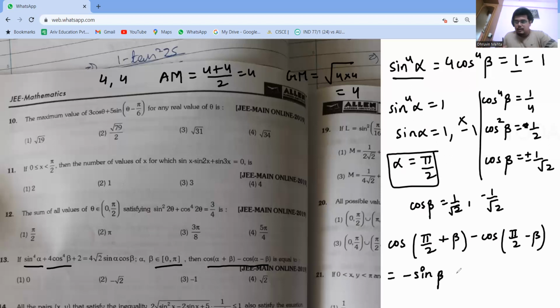So the answer is zero? No Arush, cos(90 minus beta) will be positive, right? So this will be minus sine beta. It's minus 2 sine beta.